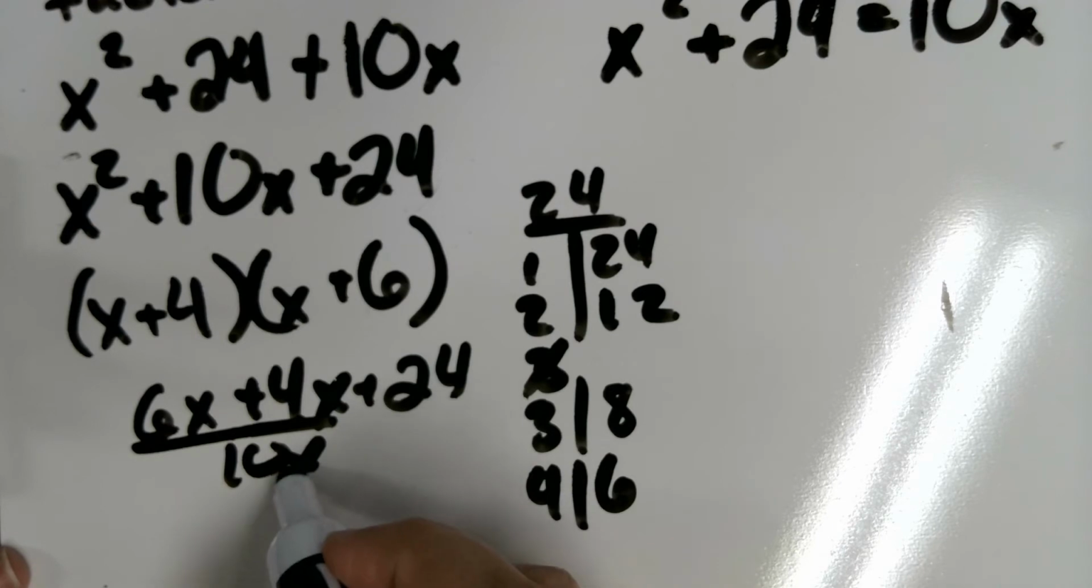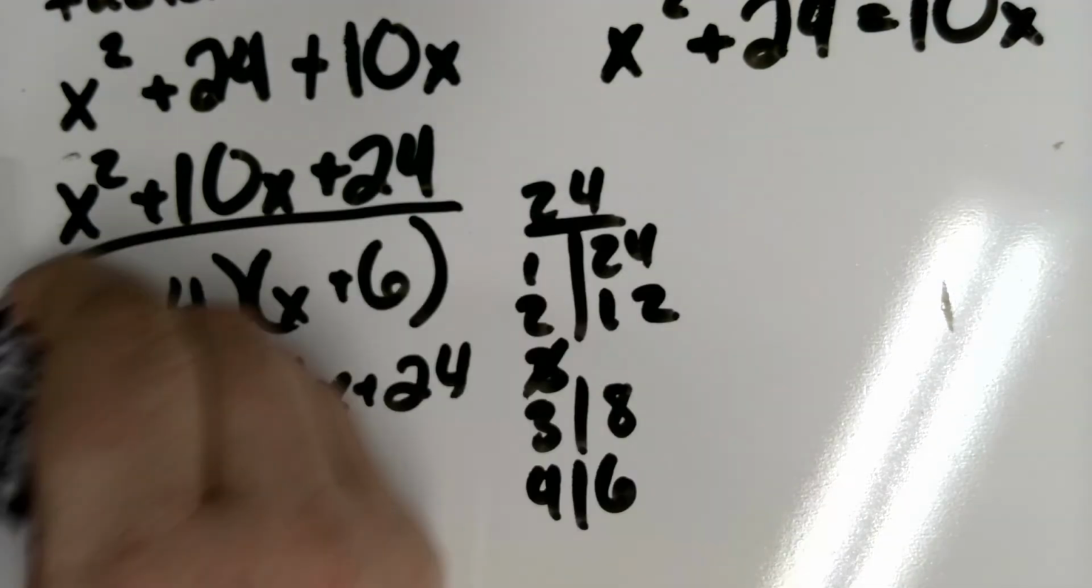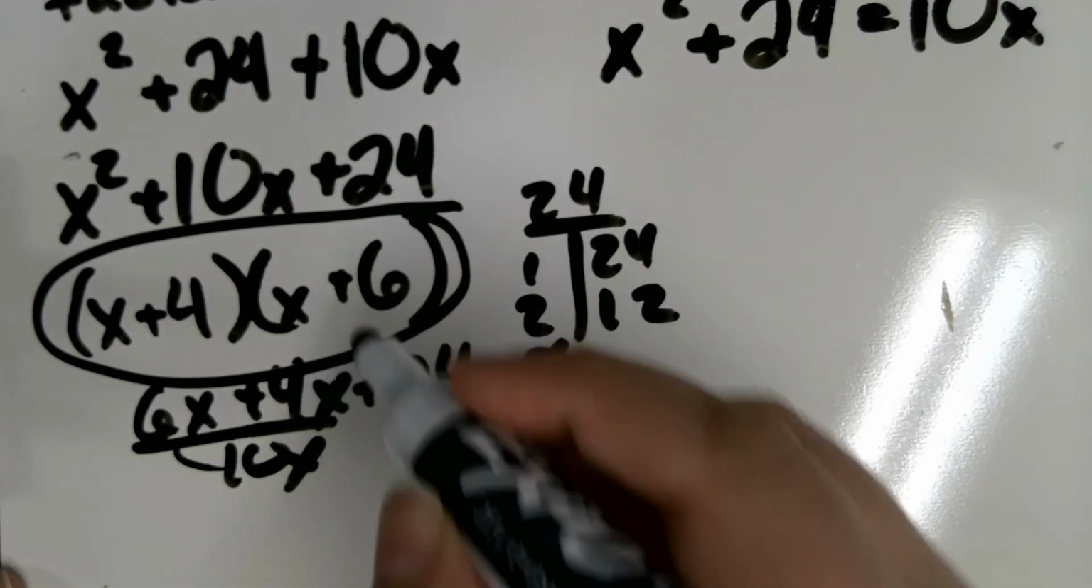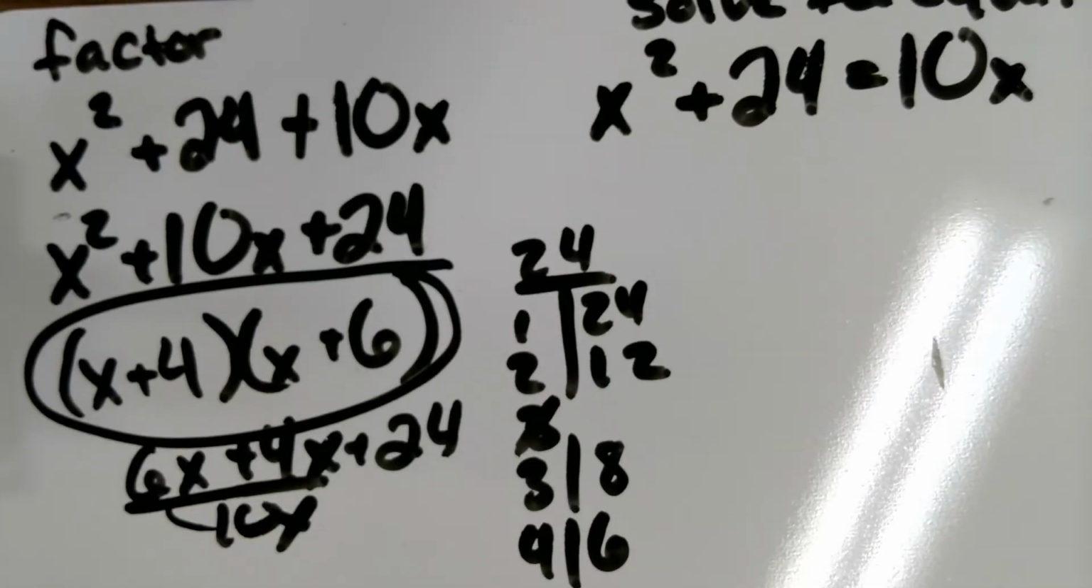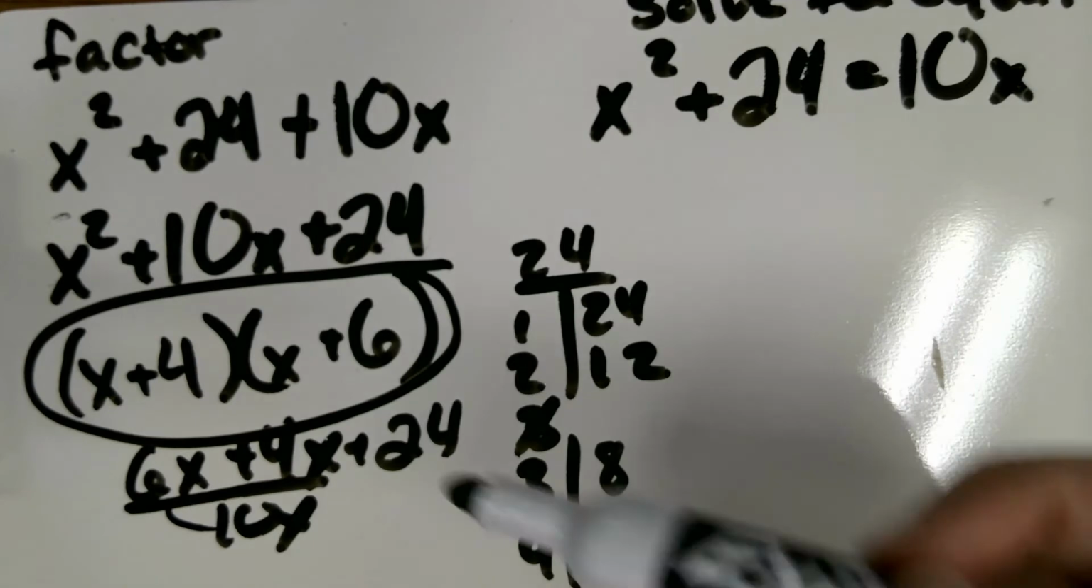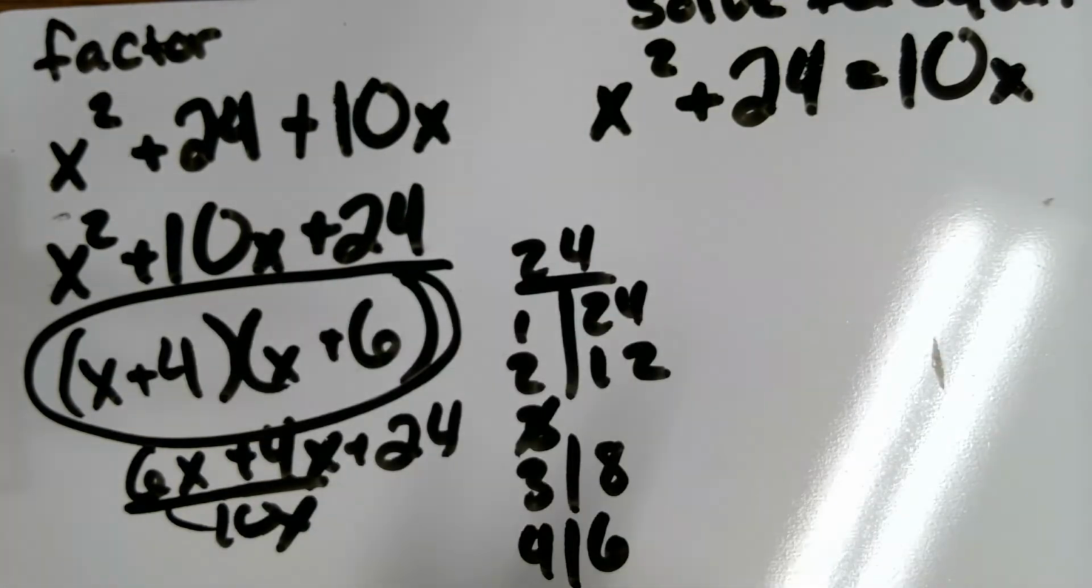This is not my answer. My checking isn't. This is as far as I can go. All I did was, remember my instructions, factor. I am done. Do I have any equal signs? So I can be finished.